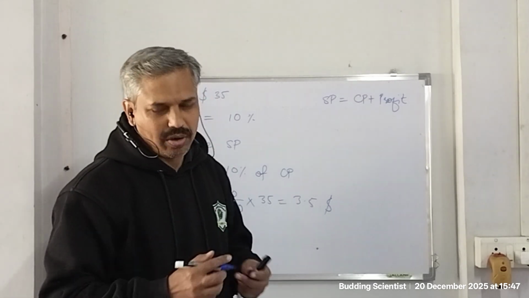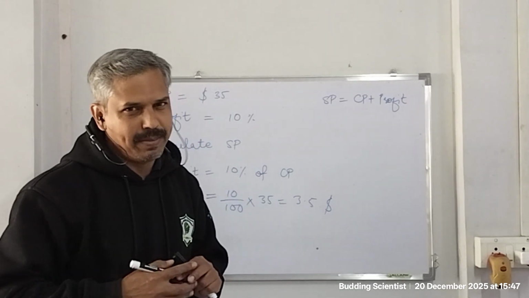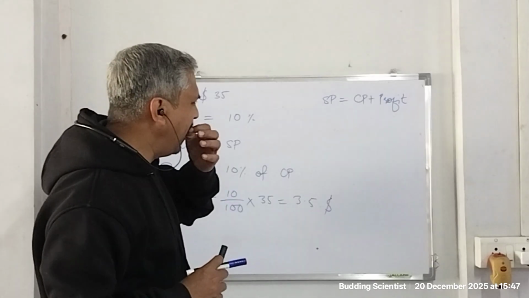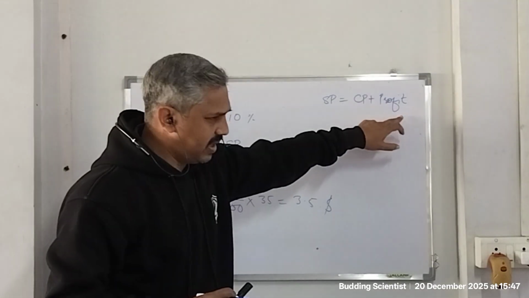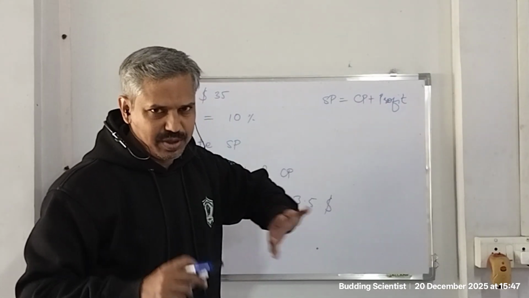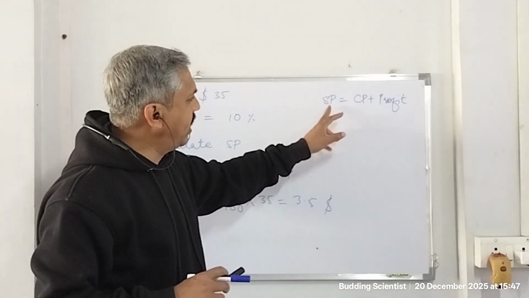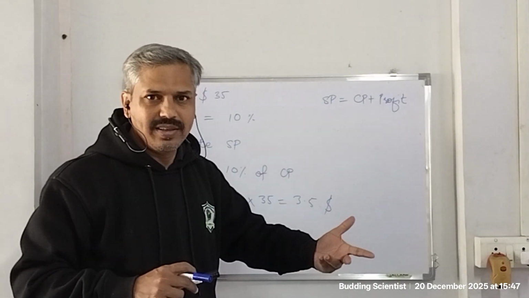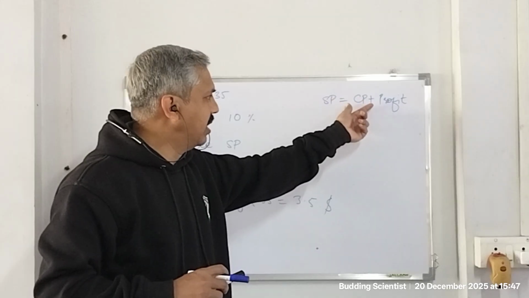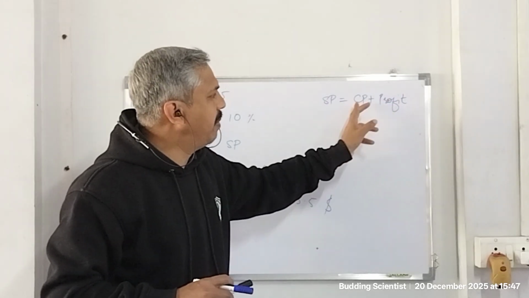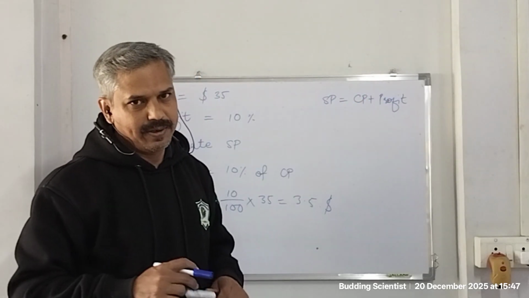I don't like such shortcuts. I don't like such tricks to remember. I remember it like this: if profit has taken place, then you sold it at a greater price, obviously. So SP must be greater than CP. So you add CP and profit together, so SP will be greater.